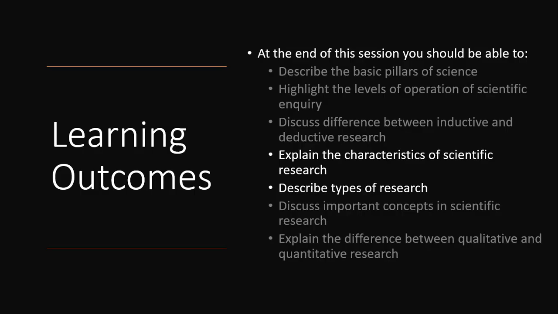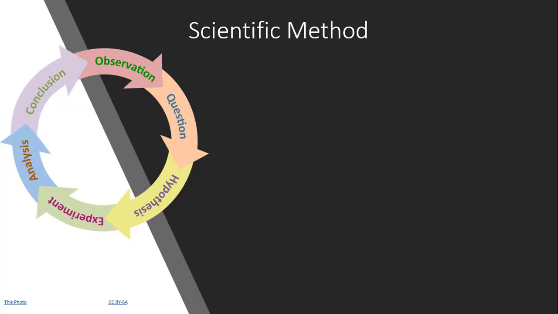Now, let's examine characteristics of scientific research and the types of research. Scientific research must have 4 characteristics. None of them can be exempted. The 4 characteristics must all be met.